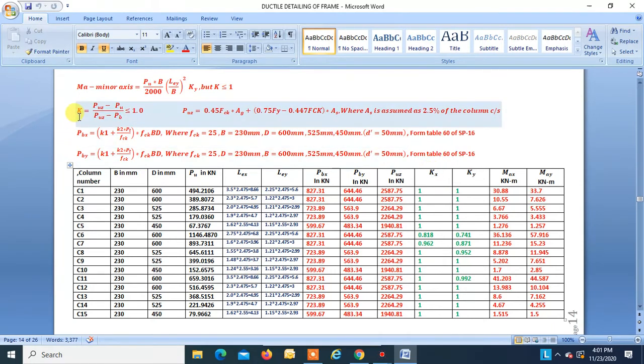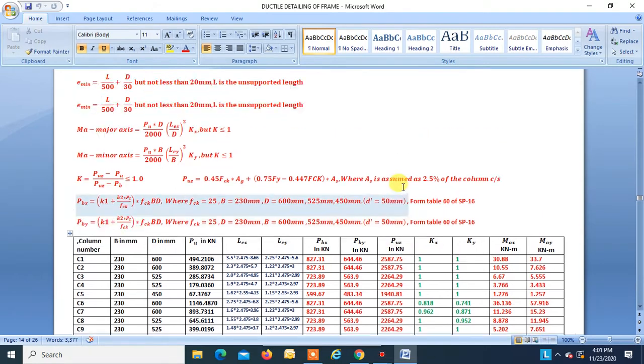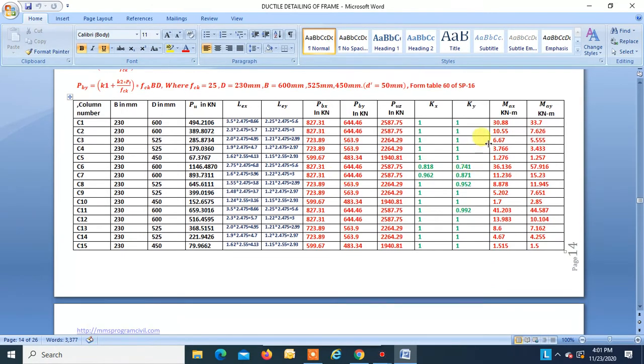Now KX can be found from this formula. If you are finding KX, then put PBX over here, so you get KX. If you are finding KY, then put PBY over here, and you will get KY. So this is how you get KY, okay. Now once you know everything, put these values in these formulas, and you get MAX and MAY. MAX is the additional moment about the major axis, and this is the additional moment about the minor axis. So this is how we found the additional moments about major and minor axis.